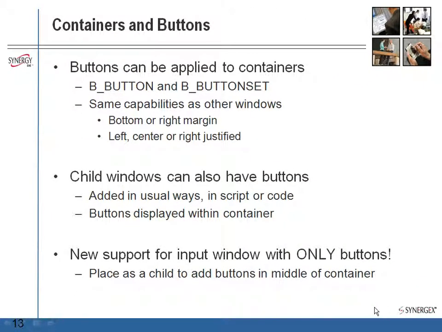Of course, you can add buttons to composite windows in the same way that you would with other window types, using the BButton and BButton set routines. The usual rules apply. Buttons can be placed at the beginning, center, or end of the bottom or right margins of the container. If any of the child windows have buttons, then those buttons will be displayed within the container as you would expect.